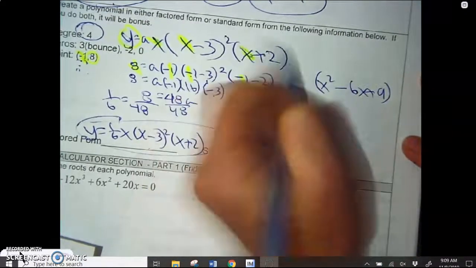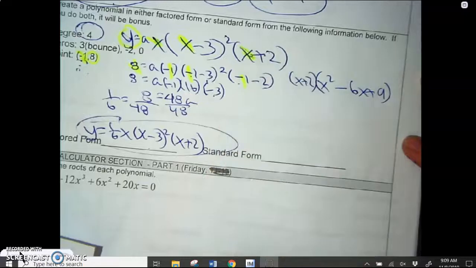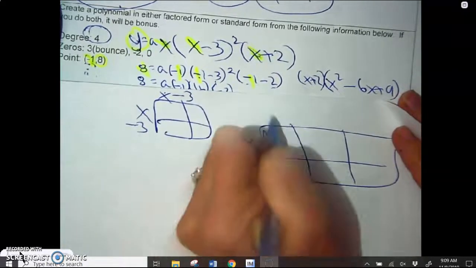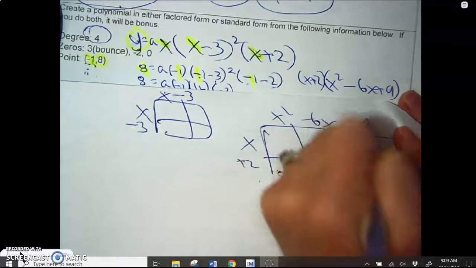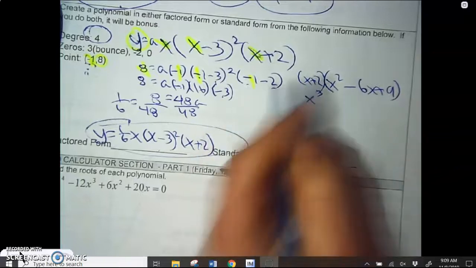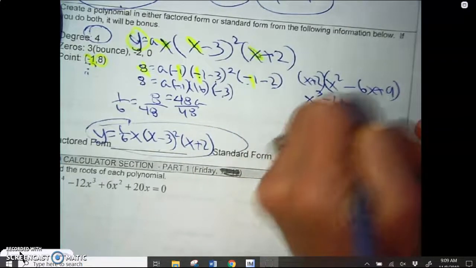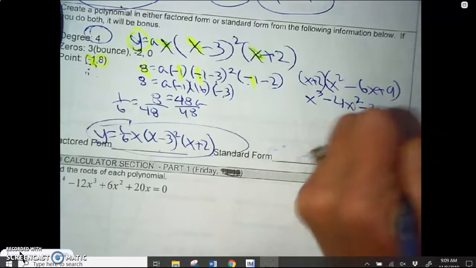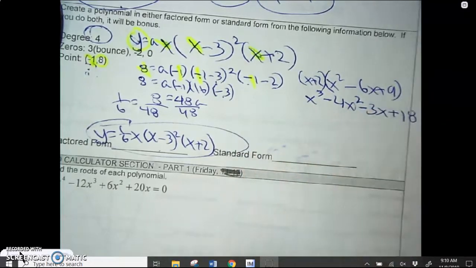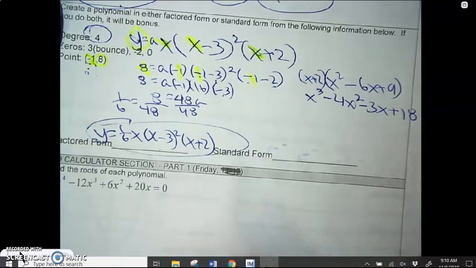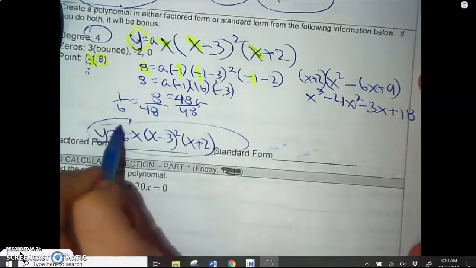I'm going to multiply that by x plus 2, so I'll box it out. X plus 2, x squared minus 6x plus 9. I get x cubed minus 4x squared minus 3x plus 18. I definitely could have made a mistake, okay? I'm just trying to make sure I get through the time. Then I multiply it by 1/6x.